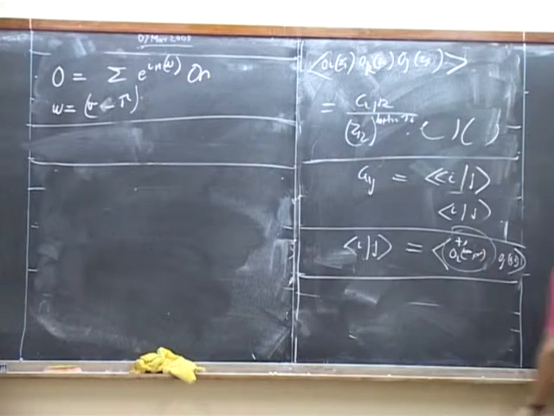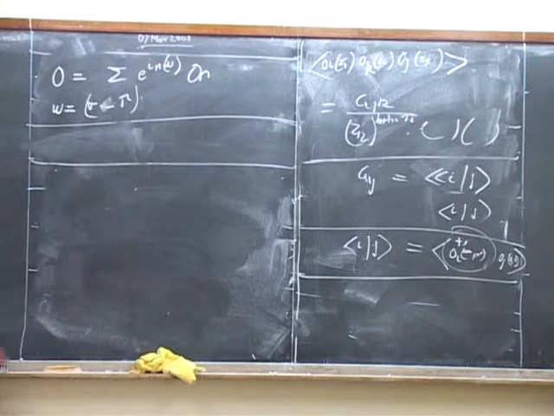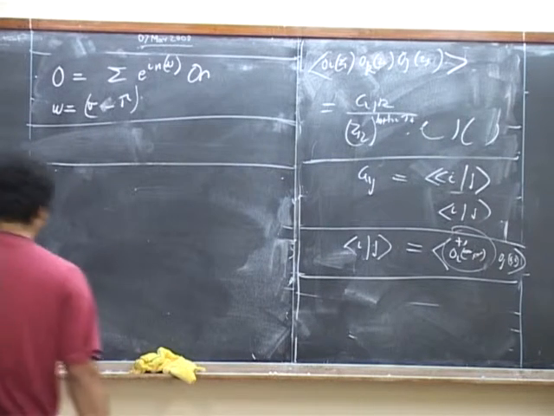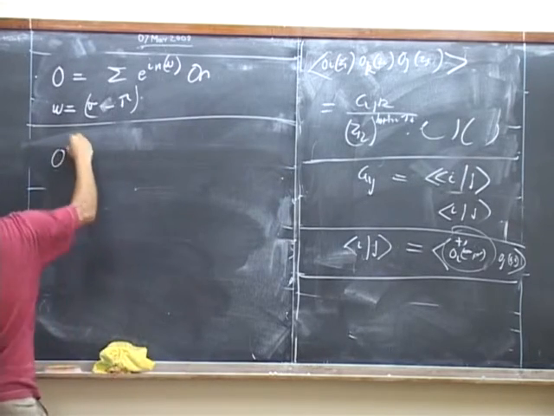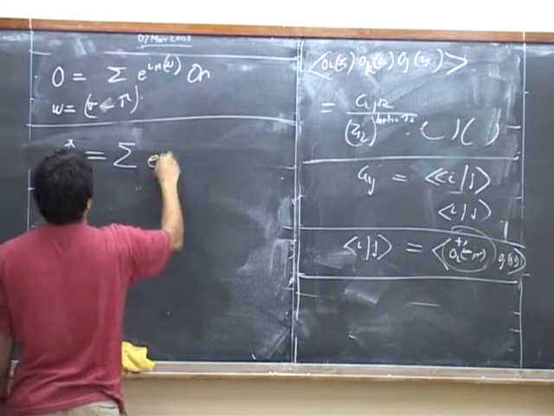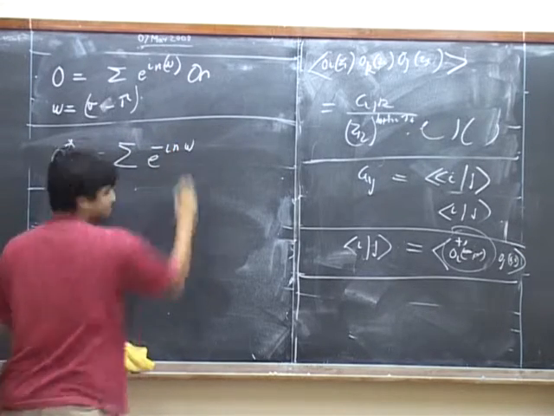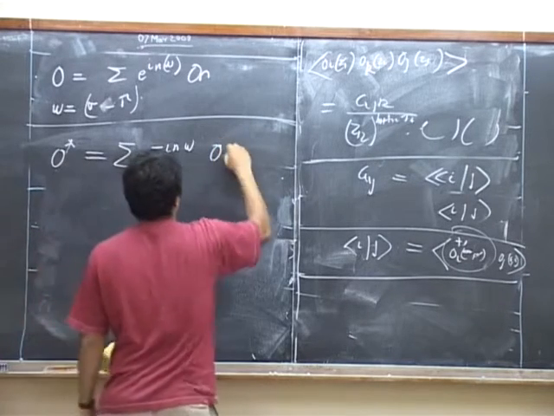Okay, good. So now suppose I have this classical field, or actually a quantum operator expression, and I want to complex conjugate it. What would I get? Well, I would get that O star is equal to the sum over e to the power minus i n omega, times O_n star.